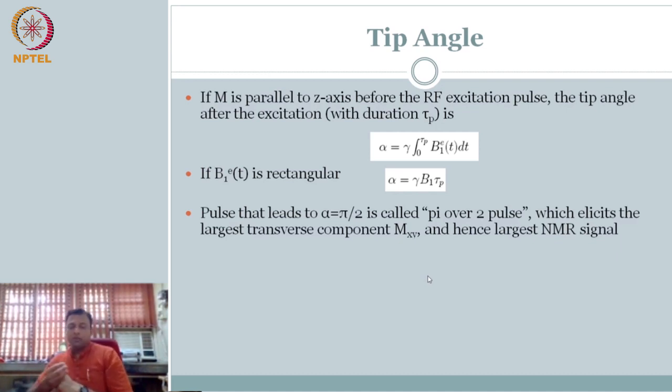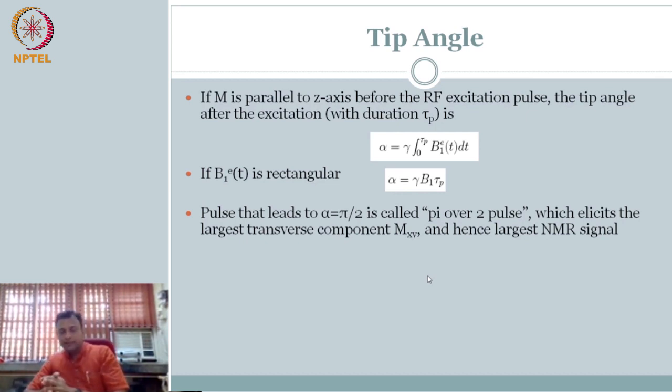So now we introduce some jargon. We talked about this: your magnetization vector, when it falls on the floor, your sine alpha, remember the signal magnitude had a sine alpha. So you get maximum signal when alpha is 90 degrees or pi by 2. Therefore, any pulse that is used to push the magnetization vector by pi by 2, or make alpha equal to pi by 2, is called a pi by 2 pulse. Very intuitively named.